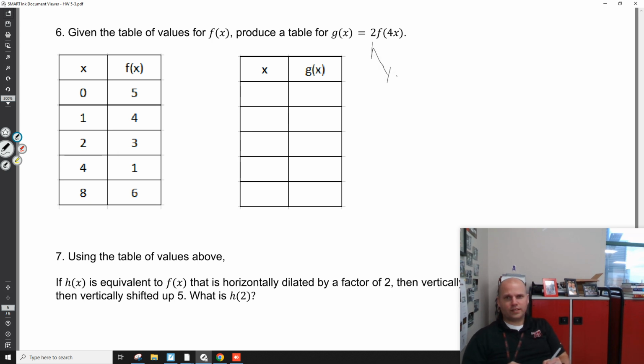Boom. Y's times 2, x's times a fourth. Undo on the inside, normal on the outside. Inverse on the inside, normal on the outside. All right, y's times 2: 10, 8, 6, 2, 12. X times a fourth: 0, a fourth, a half, 1, 2.